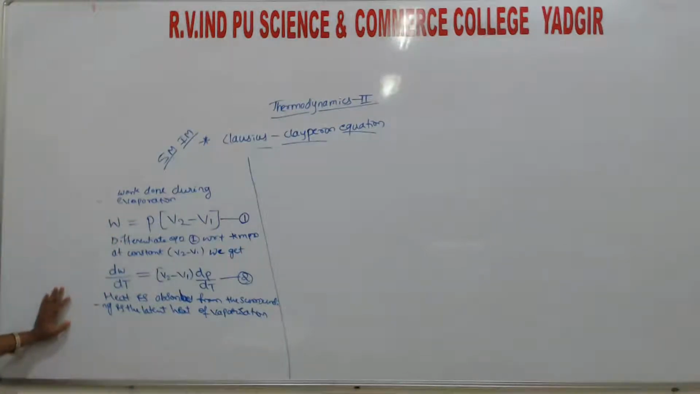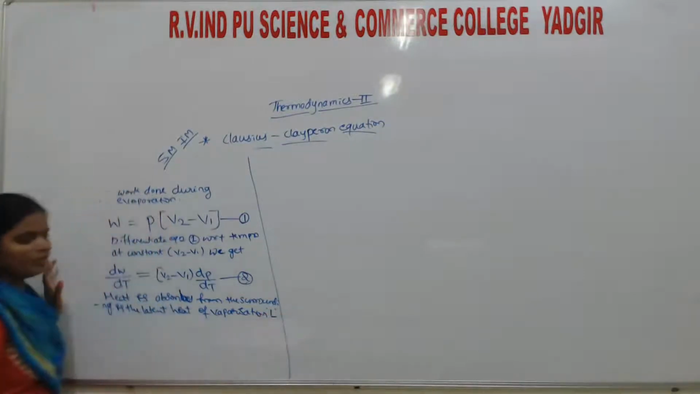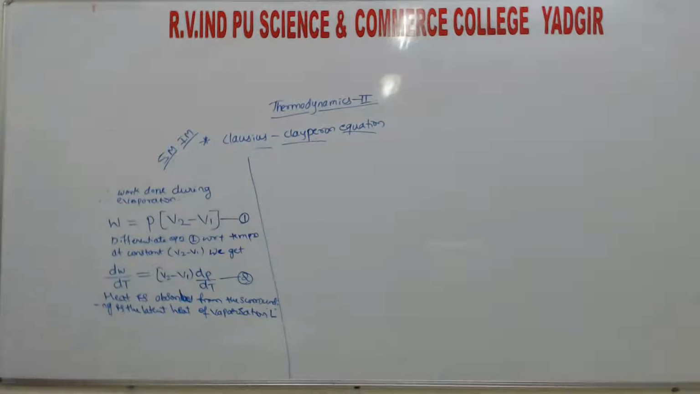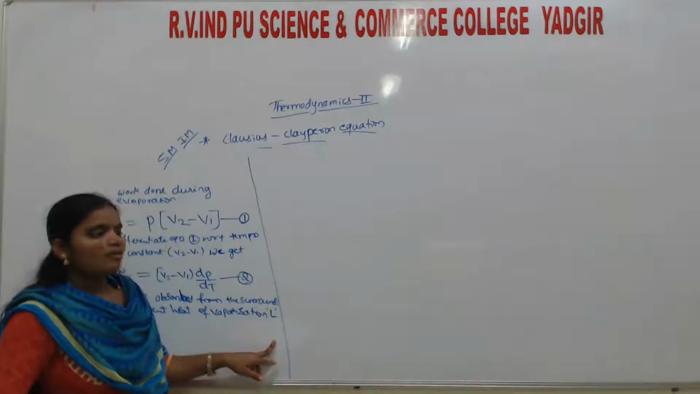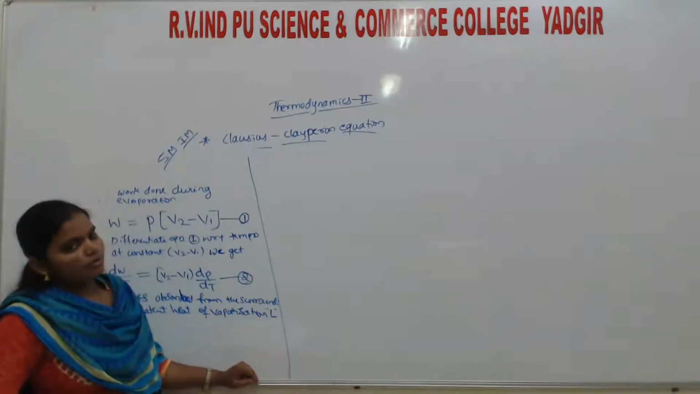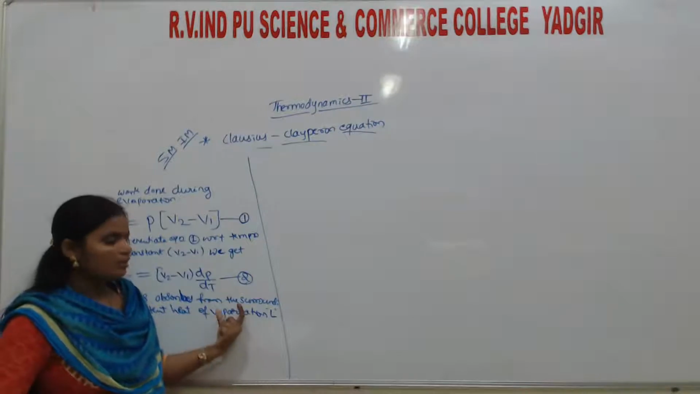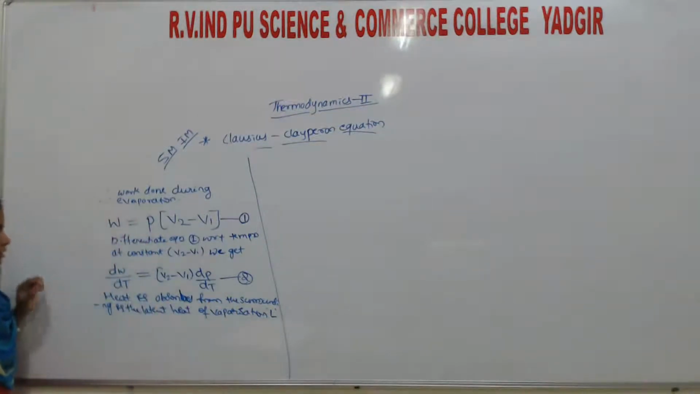Latent heat of vaporization: consider it as L, and substitute it in the first law of thermodynamics. The first law is delta E equals Q minus W. In Q, you add the latent heat L.